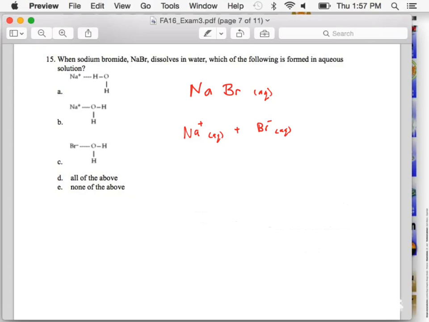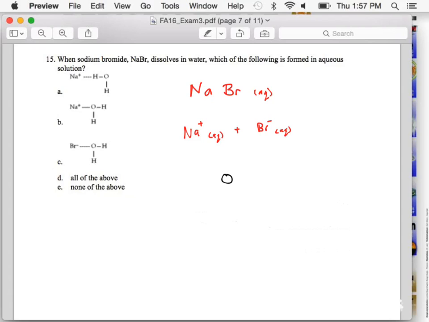Why was the sodium written as positive and the bromide written as negative? Positive charge. Sodium carries a positive charge, bromide carries a negative charge, and we know that because you memorized it from the periodic table. Okay? Those are important charges to have nailed down. That simplifies your work. Okay. Which of the following is formed in an aqueous solution? Well, in those answer choices, none of them just say sodium ion and bromide. They're showing the sodium ion and the bromide reacting or interacting with water. Okay, so let's draw out water.